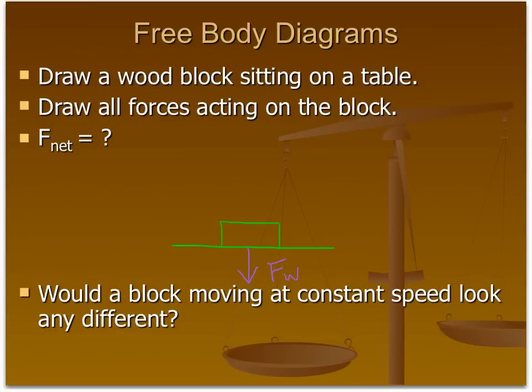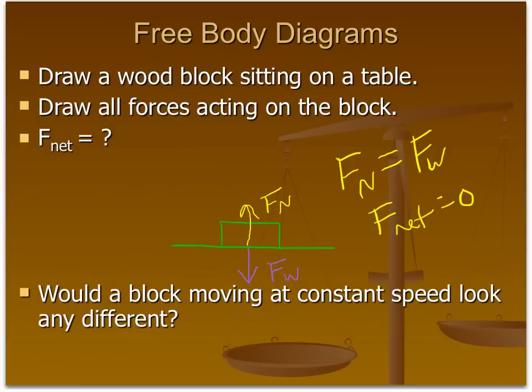And we know that since this block is sitting on the surface of a table, it is also going to have a normal force. Okay? The normal force is going to be perpendicular to the contact surface, and because we know the block is not going through the table nor floating up in the air, that normal force is going to be equal and opposite to weight. Okay? So because we know that my normal force is equal to my force of weight, I know that my F net is equal to 0. Okay? They cancel each other out.